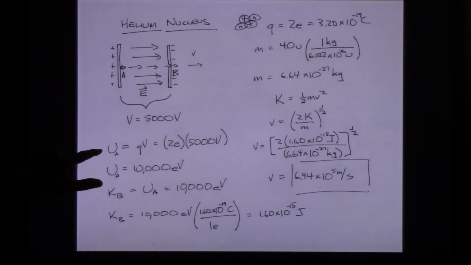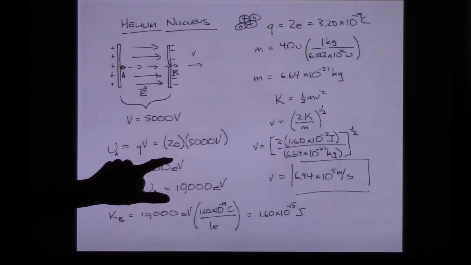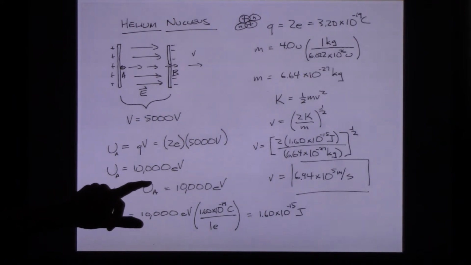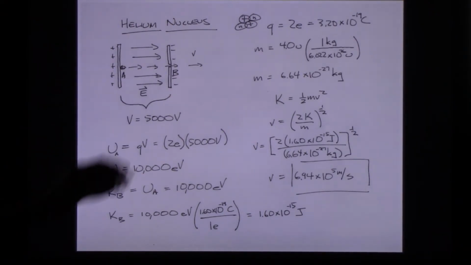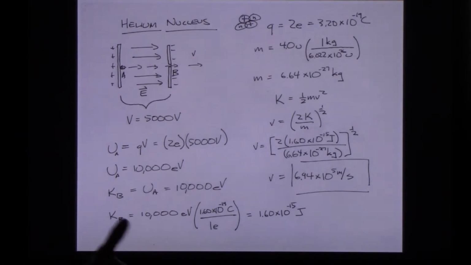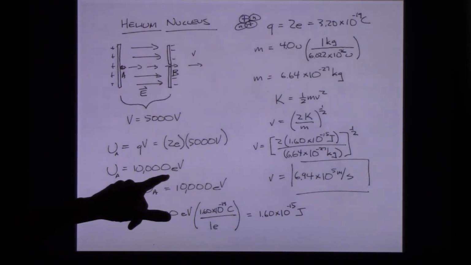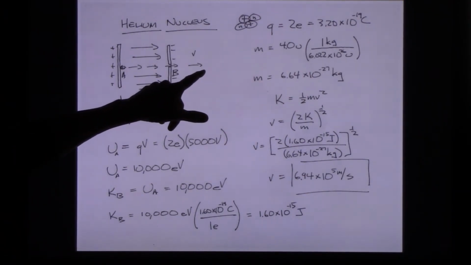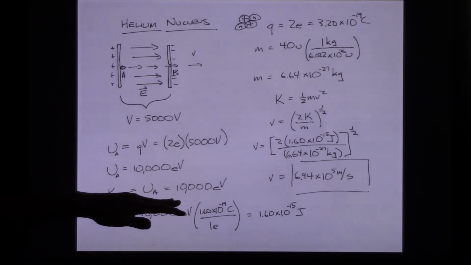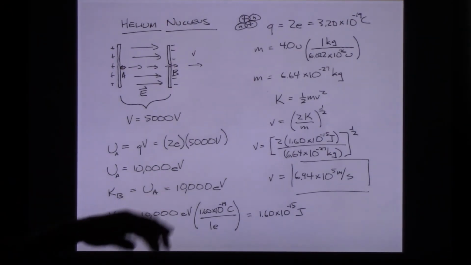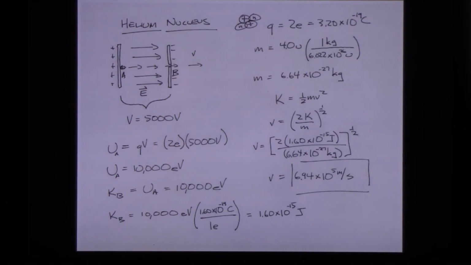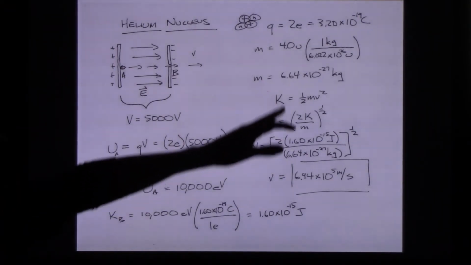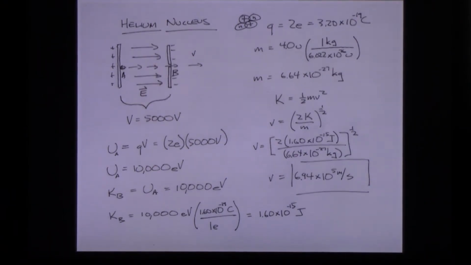Well, what I can do is say the potential energy is Q times V. Now, since they're helium nuclei, it's 2 times E times the voltage. The potential energy then, between points A and B, will be 10,000 EV. So fundamental charge times volts. Now that says that when this leaves the region between the 2 plates, it's going to have a kinetic energy of 10,000 EV.